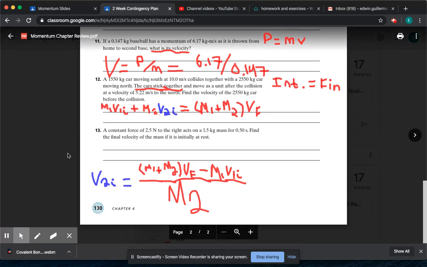So this is the setup. I'm not going to bother plugging the numbers in. I'll leave that up to you. But this is for number 12. Plug the numbers into this equation and you will get your answer.